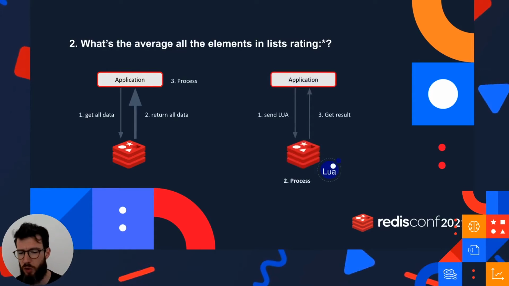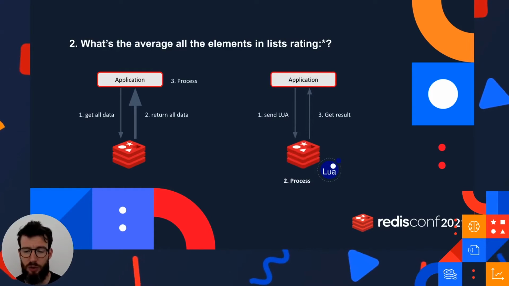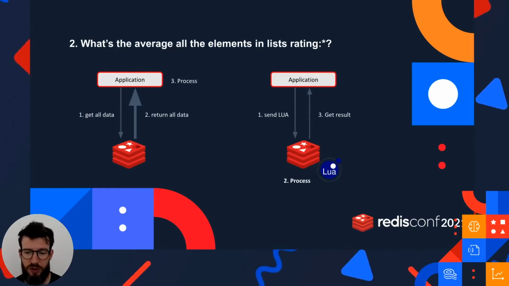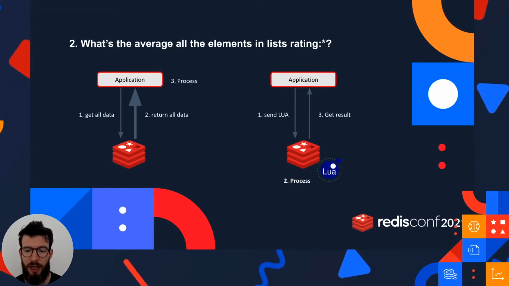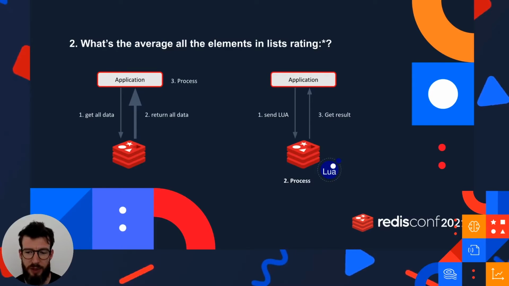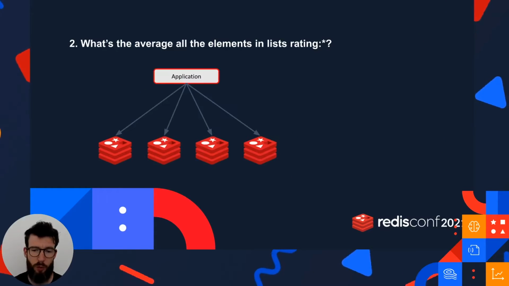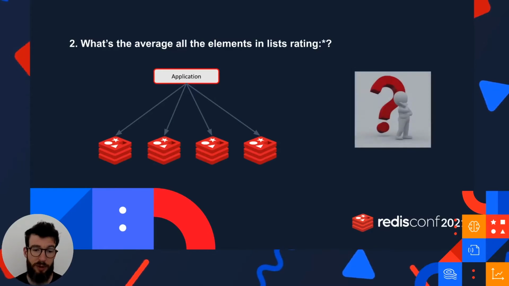So Redis also supports Lua. What we could do is send the Lua into Redis to do the processing server side. Lua will, however, block the main thread of your database, which won't be ideal for operational purposes. And there's another problem with that. Lua only works within a single shard. So what about clustered databases?